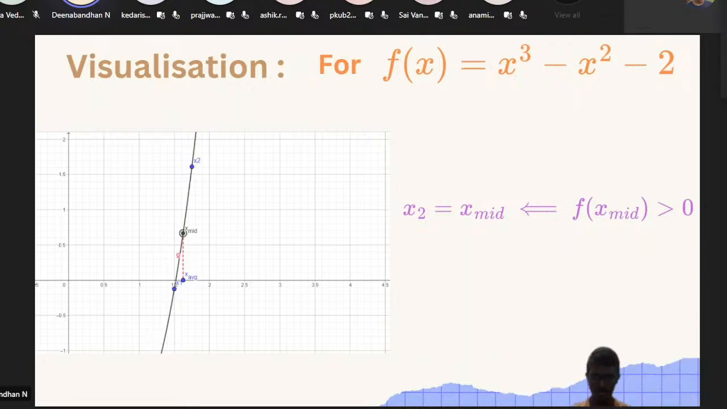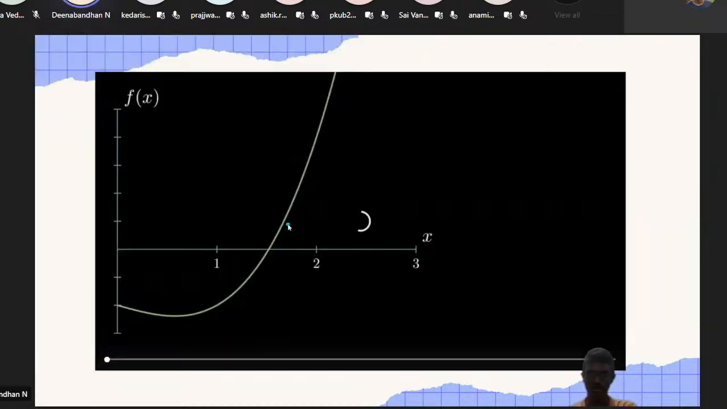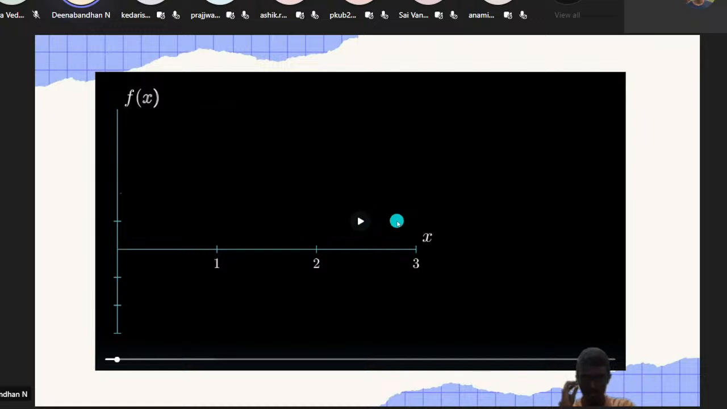So how long do you think we will repeat it? Can you guess? We will be repeating till x1 and x2 get so close. If they get so close, it means you are at the solution, right? It just goes on moving till the two points become very close, which is nothing but our solution. Once again, remember the motto: we intend to solve this function equal to 0, and we are doing it by choosing two points on opposite sides of the x-axis. All right. So this is the animation I have told you about.